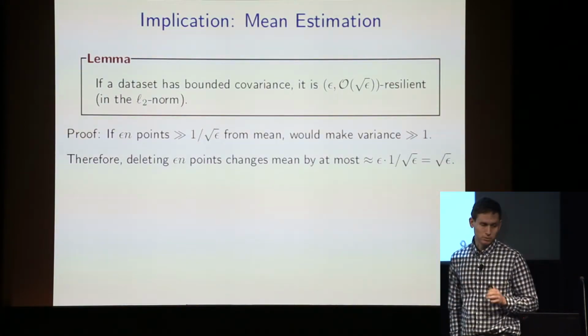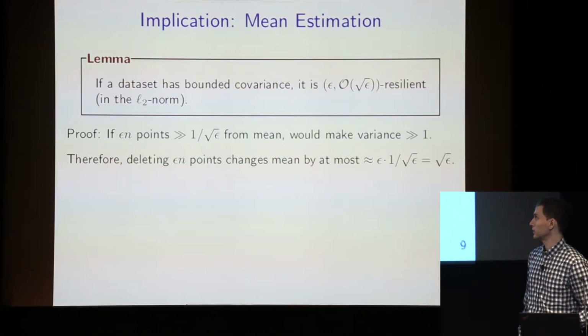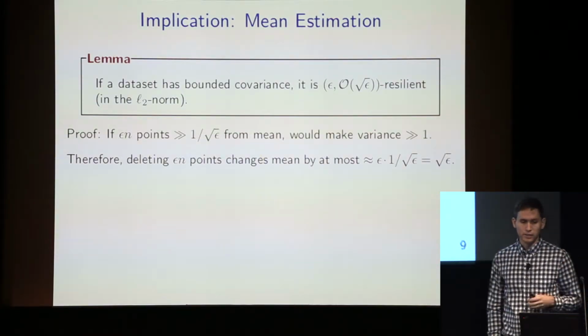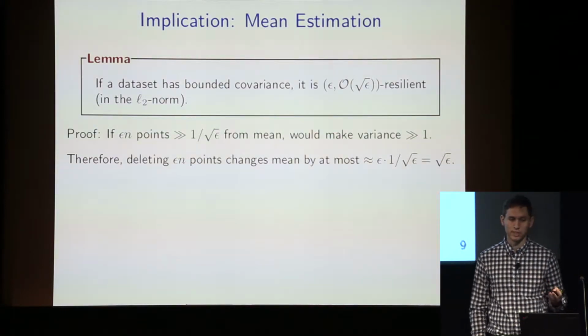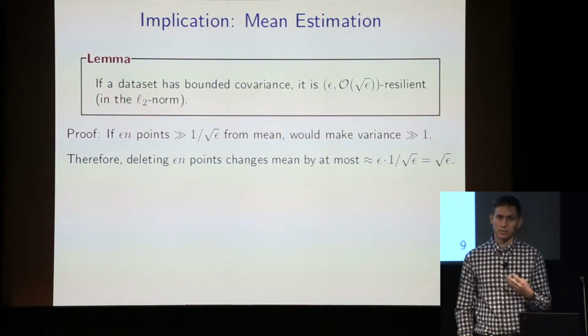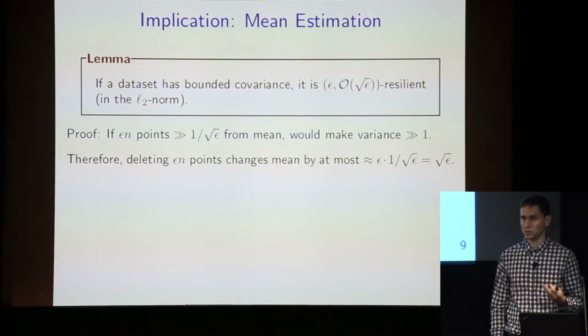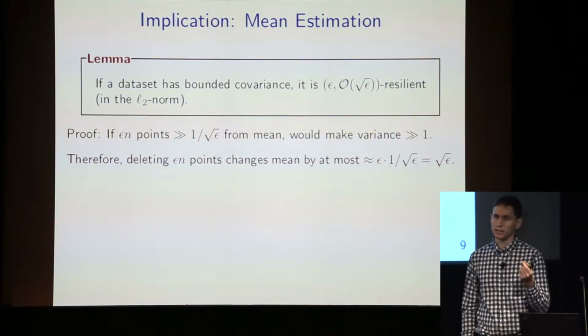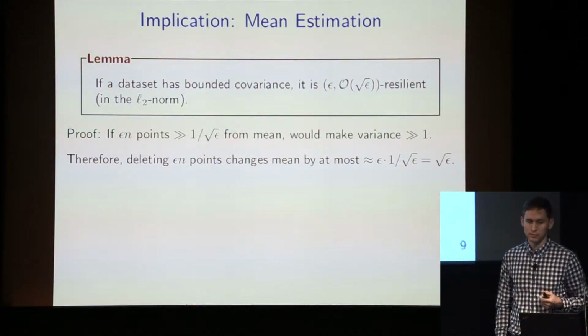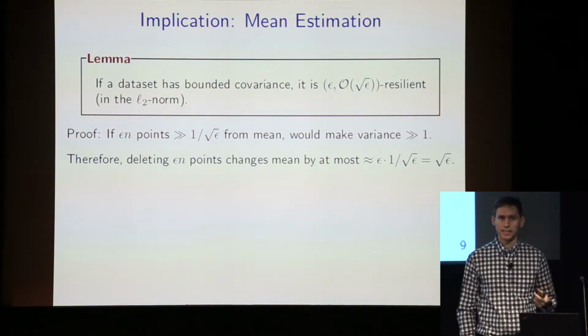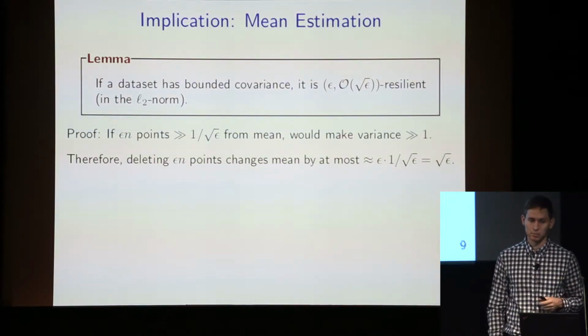Don't worry if this doesn't make sense, but just to go through it quickly: if I had an epsilon fraction of points that was much more than 1 over root epsilon from the mean, then that's going to necessarily make the variance much larger than 1. So we know that any epsilon fraction of points has to, on average, not be too far from the mean, and therefore deleting any epsilon fraction of points can't shift the mean by too much.